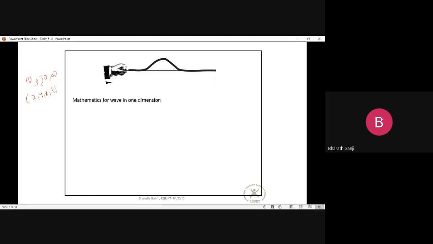So see, this is how I'll draw. In order to give you a mathematical definition, here is z and here is f. Say for example a wave is traveling on the z axis.